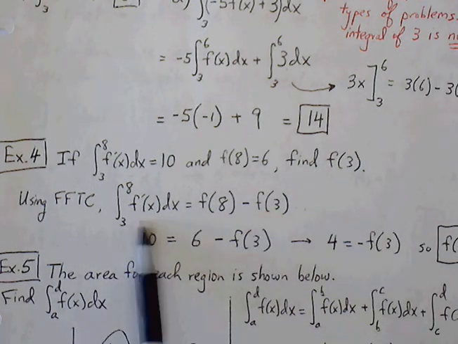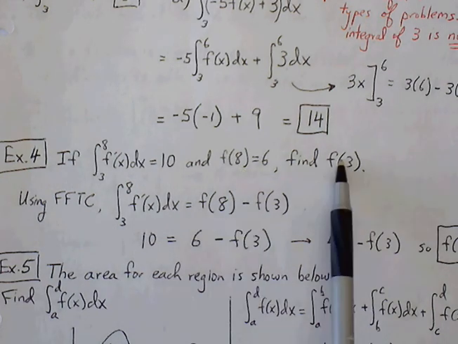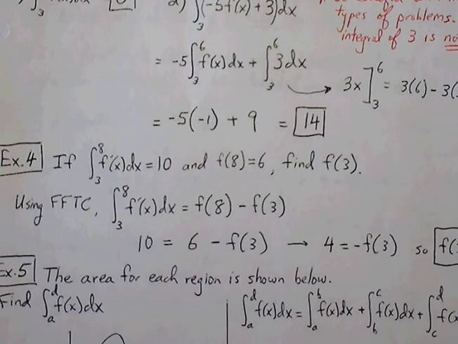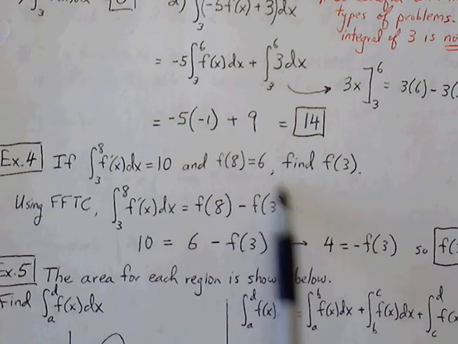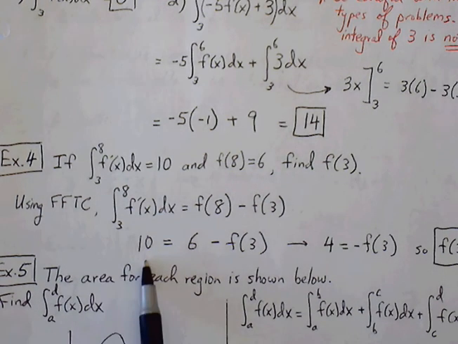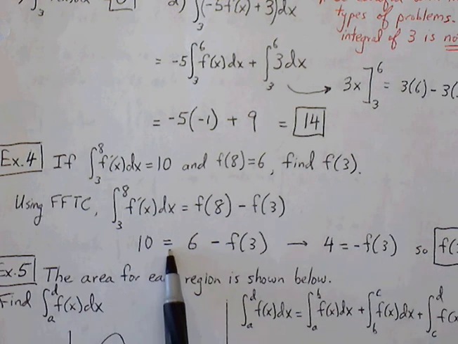So if we know that this is true, then we can just plug in the information that is provided. We know f of 8 is equal to 6, we can plug that in. We don't know f of 3, so we'll leave that alone. But we do know this left side. This left side is equal to 10. So 10 is equal to 6 minus f of 3. Solve for f of 3.